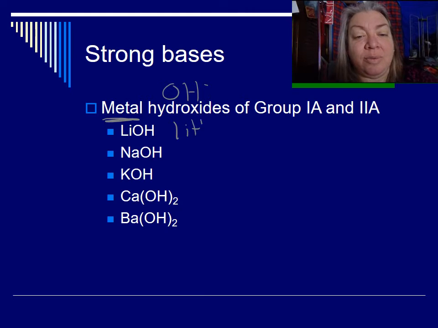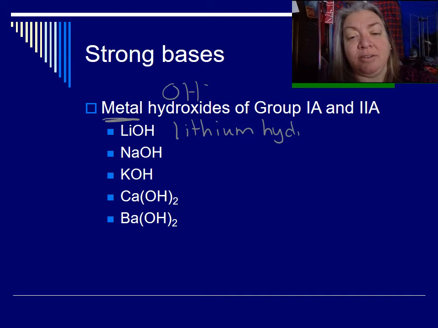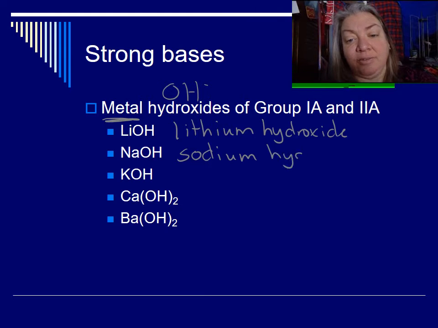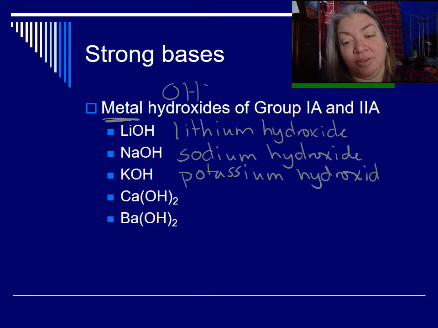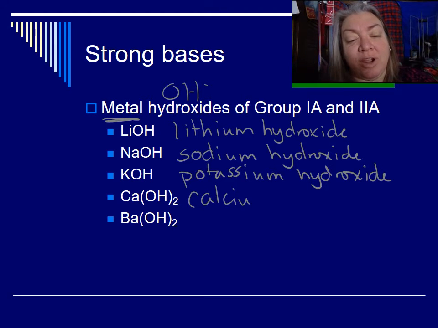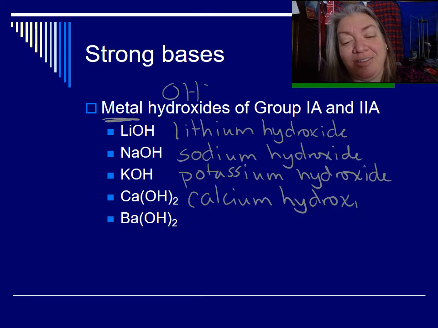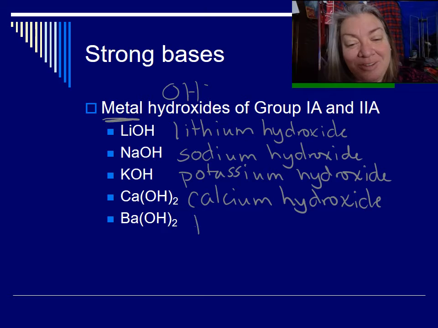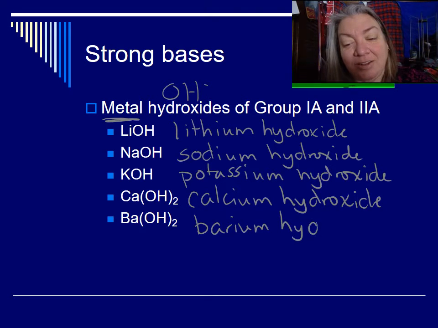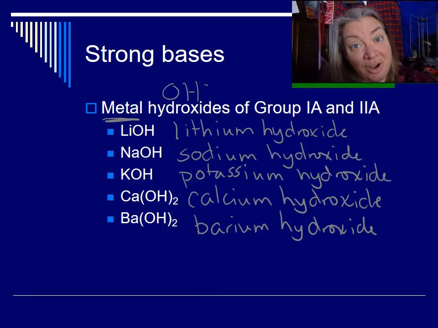LiOH, that would be lithium hydroxide. NaOH, well, that's just sodium hydroxide. KOH is potassium hydroxide. Ca(OH)2, so that just means it's something that's in group 2 because it has 2 hydroxides. But remember, when we name it, we don't have to use those Greek prefixes. We just call it calcium hydroxide. And then finally, we have Ba(OH)2, which is barium hydroxide. So those are your strong bases.